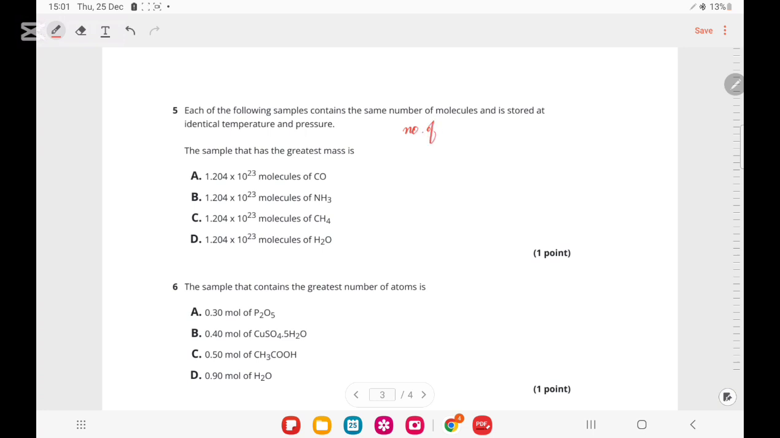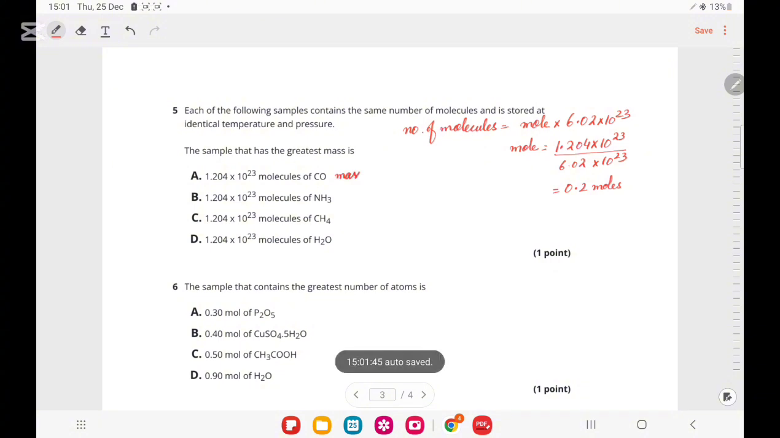We know the formula is number of molecules, basically the number of particles, which is equal to mole times Avogadro's number. So mole is equal to number of molecules, that is 1.204 times 10 raised to power 23, divided by Avogadro's number, and that comes out to be 0.2 moles. So in fact number of moles are same for everyone. We just need to find the mass of each one of them, and for that purpose we just need to multiply moles with the molar mass of each one of them.